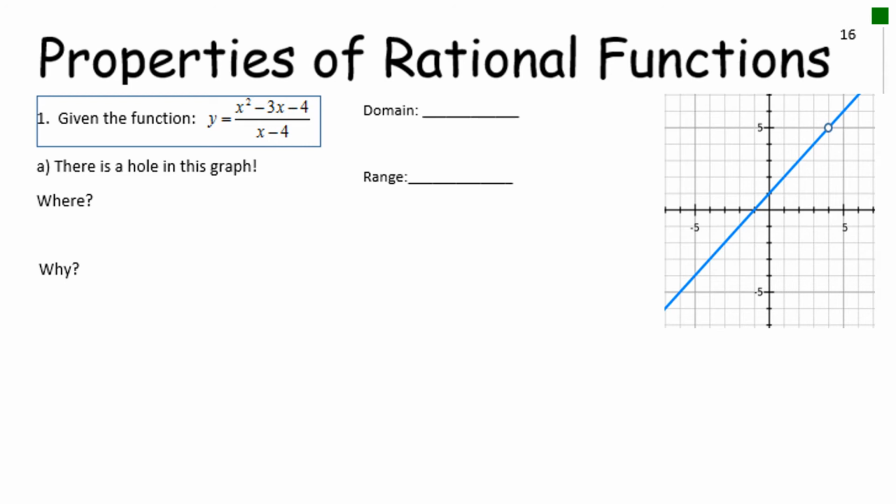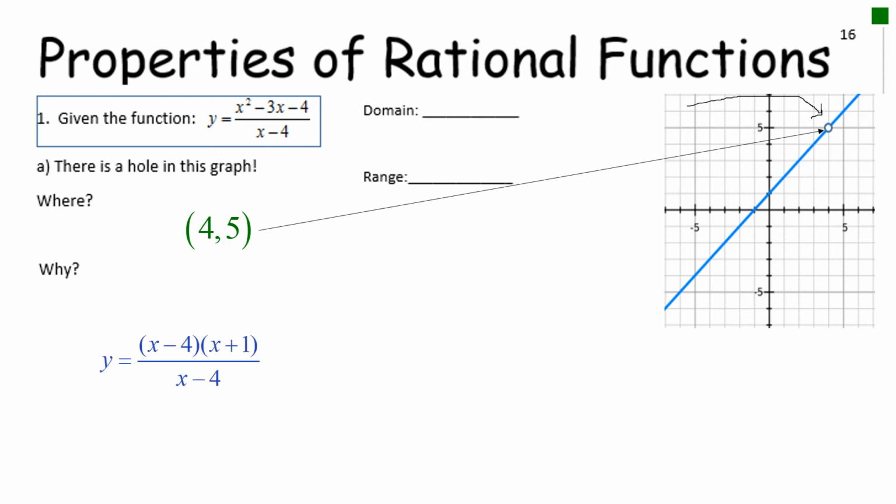Properties of rational functions. Here we are given this function. There is a hole in the graph. How do we know that? Because when we look at the graph, we can see the hole. Unfortunately, when you graph this using your calculator, it will not show you the hole. So we need to be able to do that algebraically.